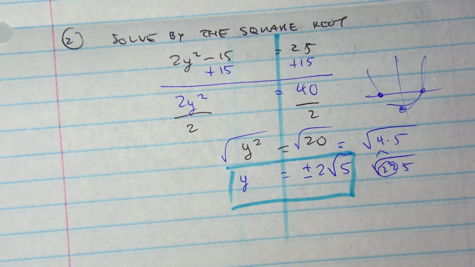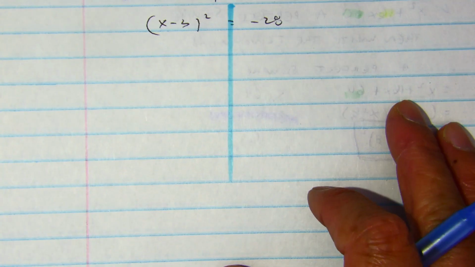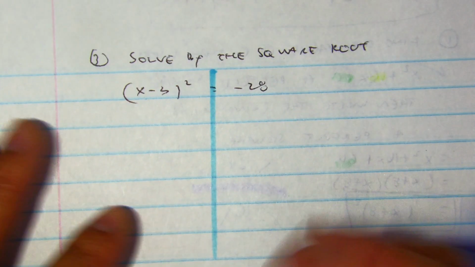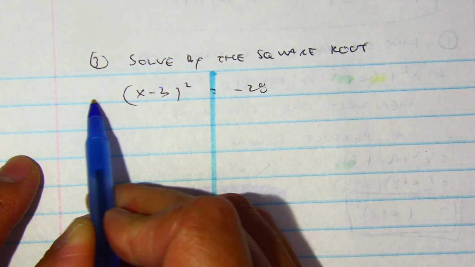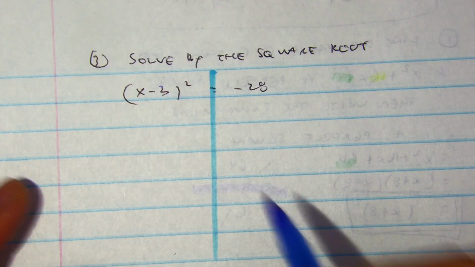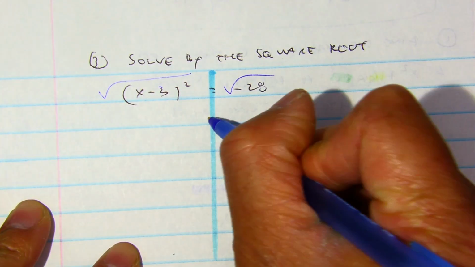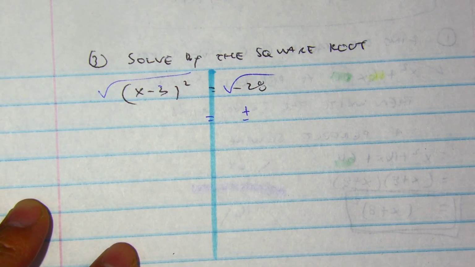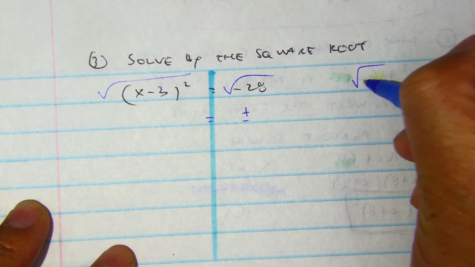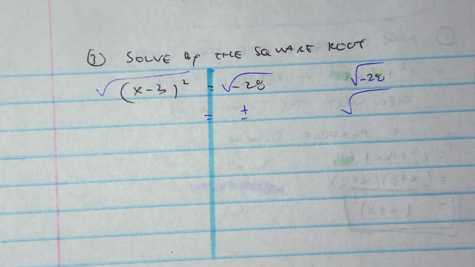Let's go on to the back side. Question number 3. Solve by the square root. So the binomial is already isolated, there's nothing in front or behind it. So now I can just take the square root. I'm going to add plus or minus right away when I take the square root on both sides of an equation. I'm going to break up the factors of negative 28.